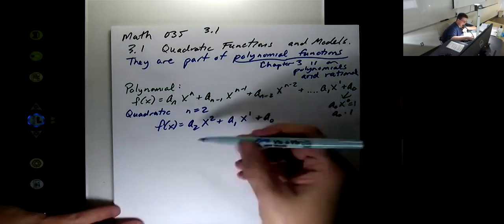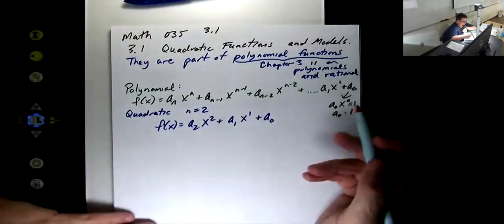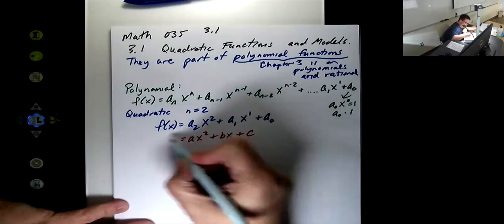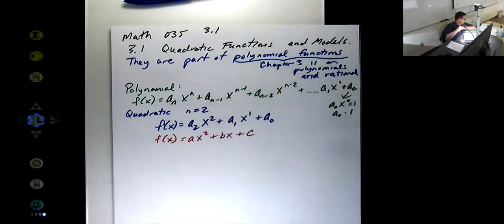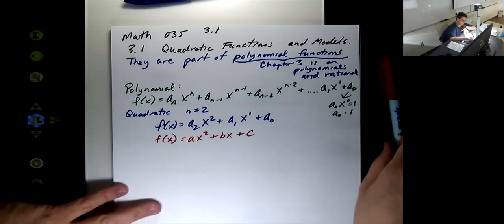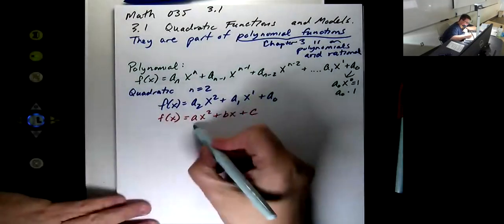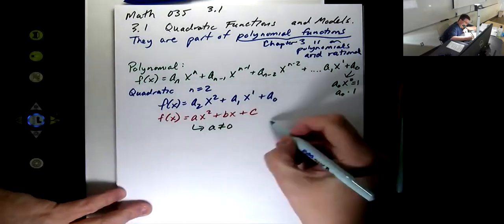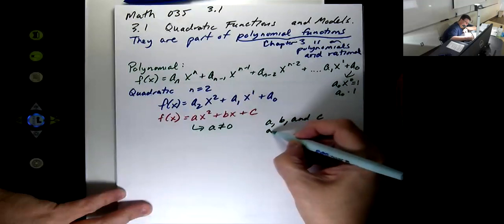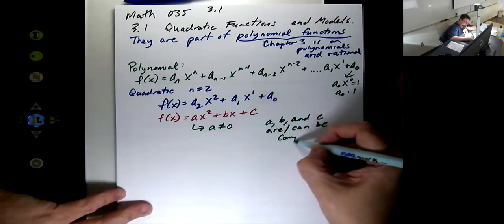This is a general naming convention. For quadratics, we don't use the subscripts. We call them ax squared plus bx plus c, because we do them more than other polynomials. The only requirement for a quadratic here is a does not equal 0. A, B, and C are, or can be, complex numbers.